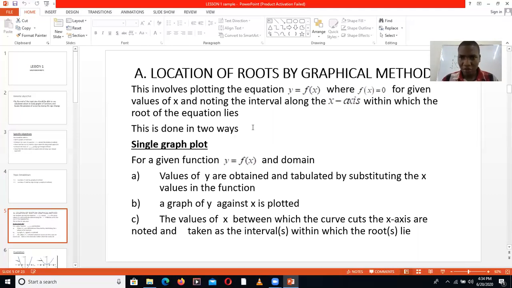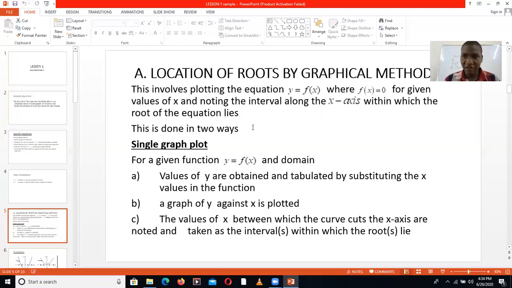So it is also broken down into 2. We have a single graph method where you plot the whole function given. If they give you a function y equals f of x, you get the values of y by substituting the x values in the function. Then you plot a graph of y against x. Then you note the values along the x-axis between which the curve you plotted crosses the x-axis.